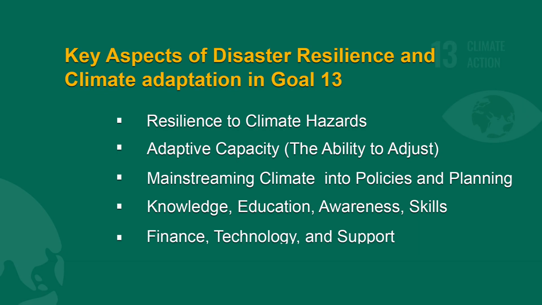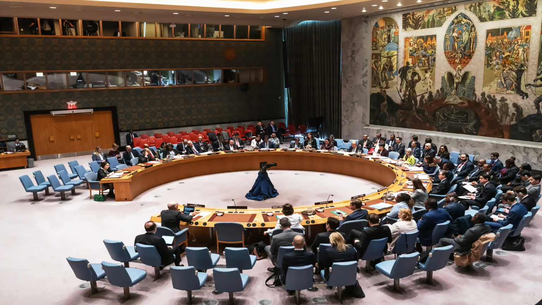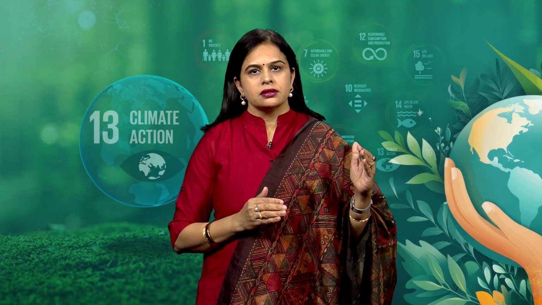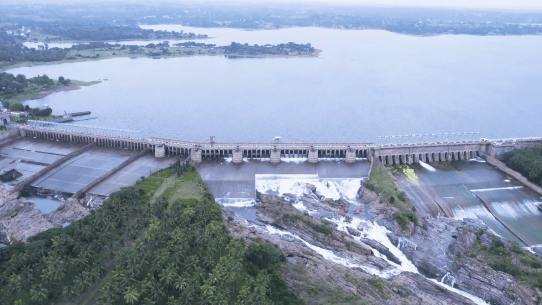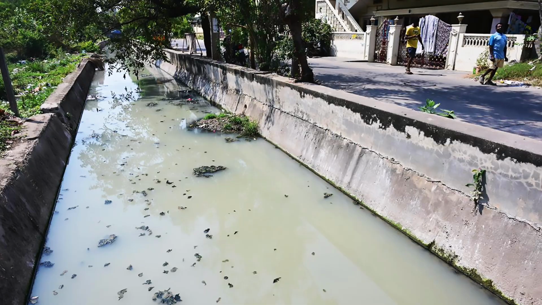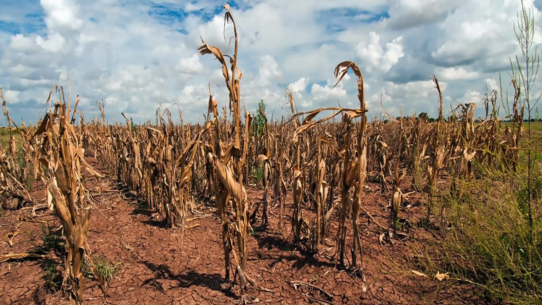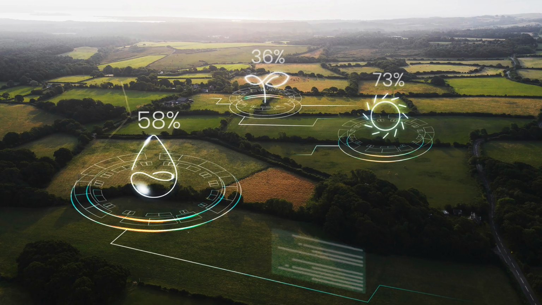Finance, technology and support. This is where many arguments happen in global climate politics. Goal 13 includes a target that talks about finance mobilization and support for developing countries and vulnerable groups. The official SDG framing includes support mechanisms like finance and capacity building, and in reality adaptation is expensive. Students, flood protection, drainage upgrades, drought-proof water supply, climate-smart agriculture, these are a few steps taken in this regard.